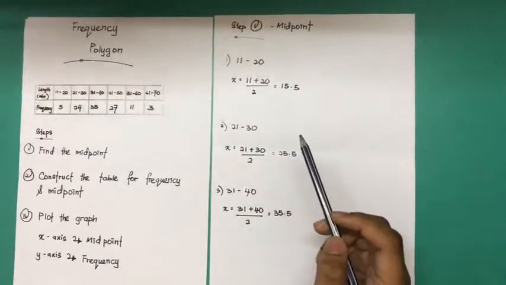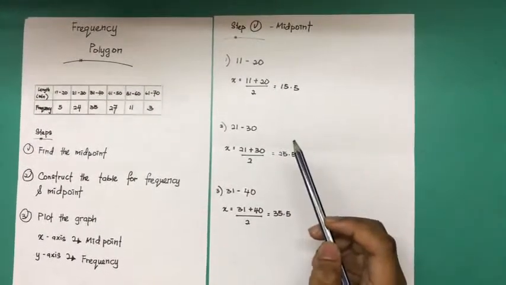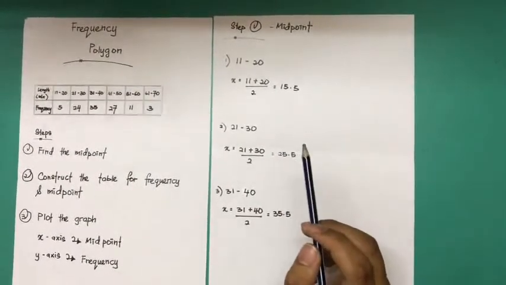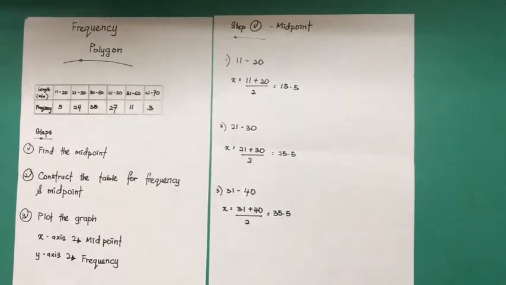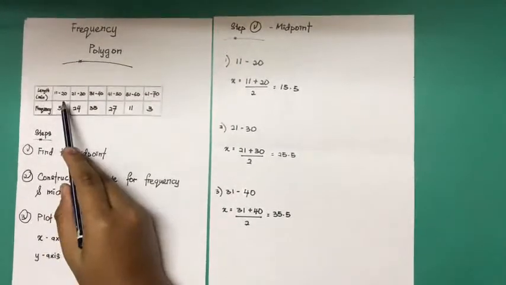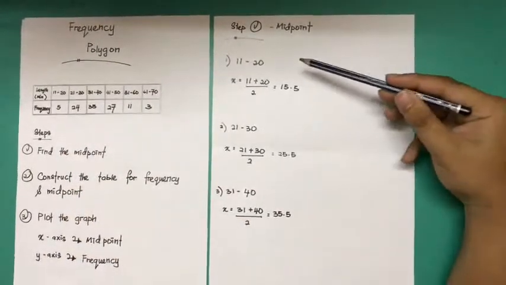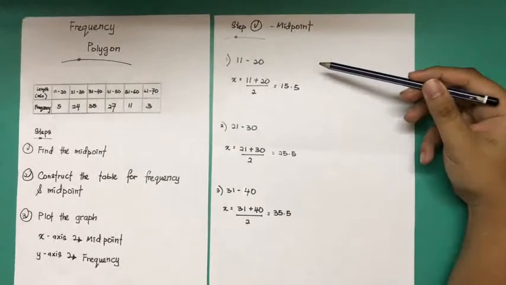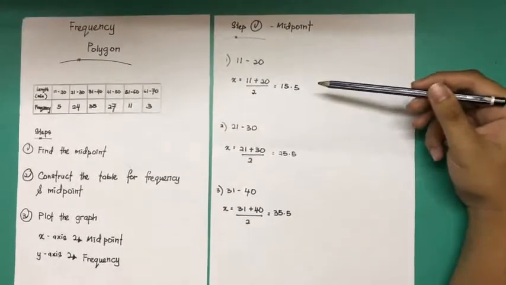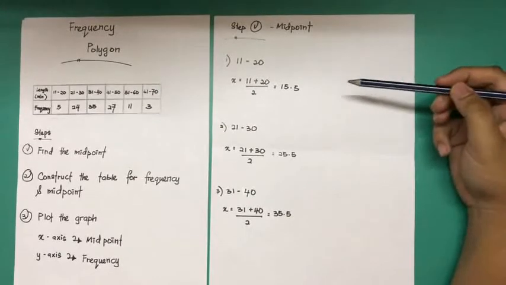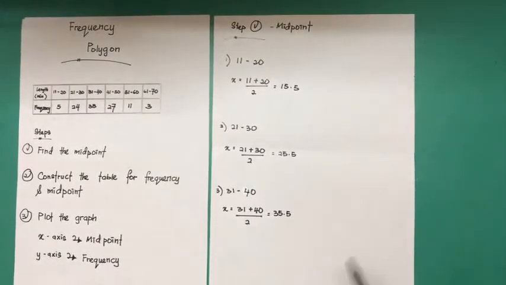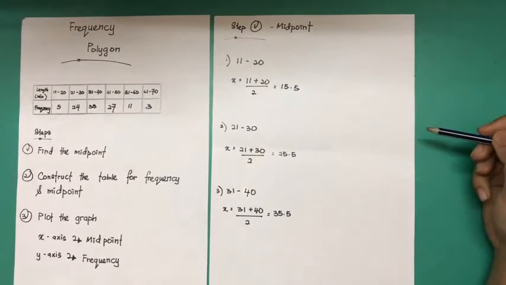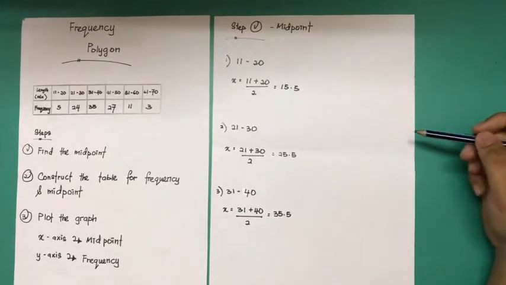For the first step, you have to find the midpoint. To find midpoint, the formula is lower limit plus higher limit divided by 2. For the first one, the range is 11 to 20. So, the midpoint is 11 plus 20 divided by 2. That is 15.5. Next one is 21 to 30.